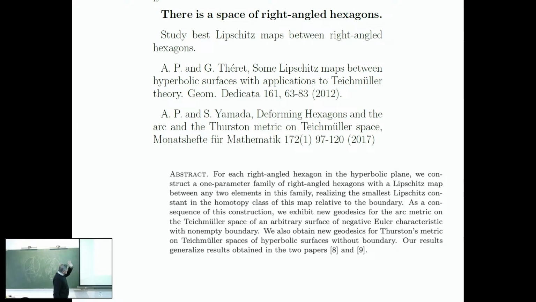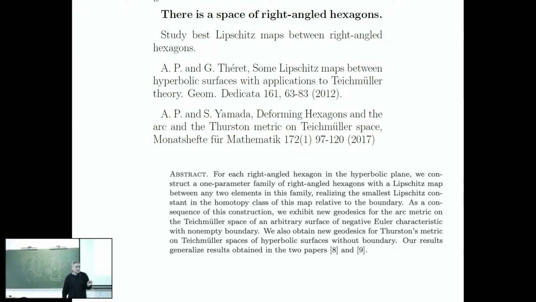This is the problem, and there are two papers on this problem. One from 2012 and one from 2017, Deforming hexagons and the arc and the Thurston metric, etc. So I put the abstract: for each right-angled hexagon in the hyperbolic plane, we construct a one-parameter family of right-angled hexagons with a Lipschitz map between any two elements in this family, realizing the smallest Lipschitz constant, and so on. So this is exactly the problem I said.